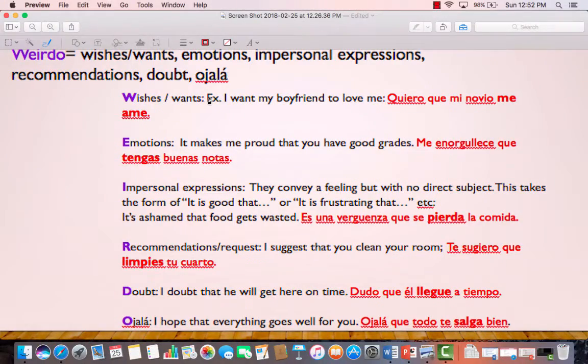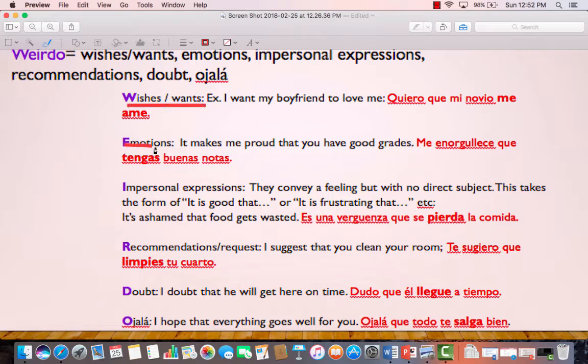Hello students, today we're going to talk about the subjunctive. A good acronym to remember when to use the subjunctive is WEIRDO, right here, WEIRDO. Well, we use the subjunctive for wishes or wants, such as quiero que mi novio me ame.